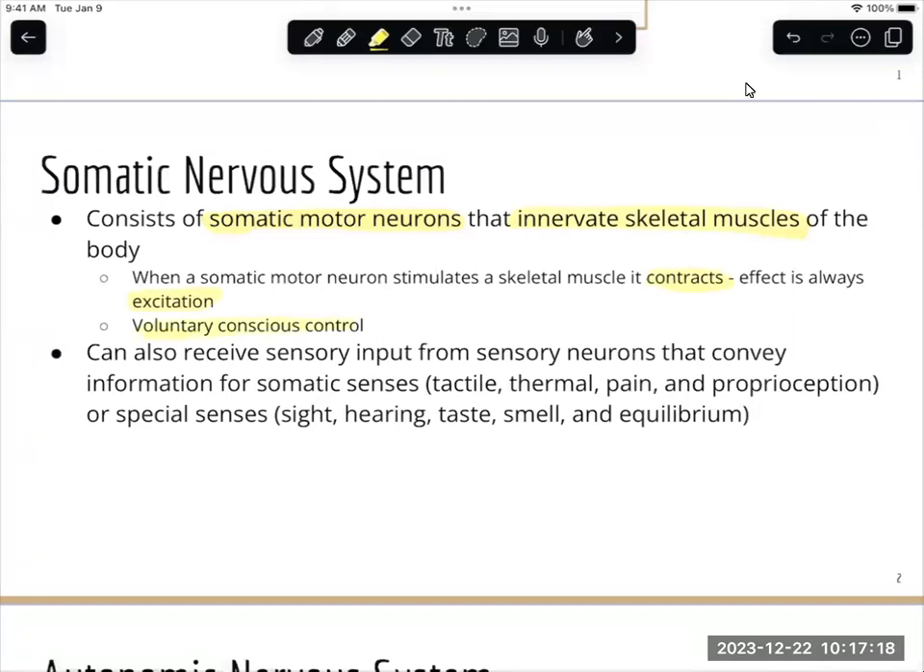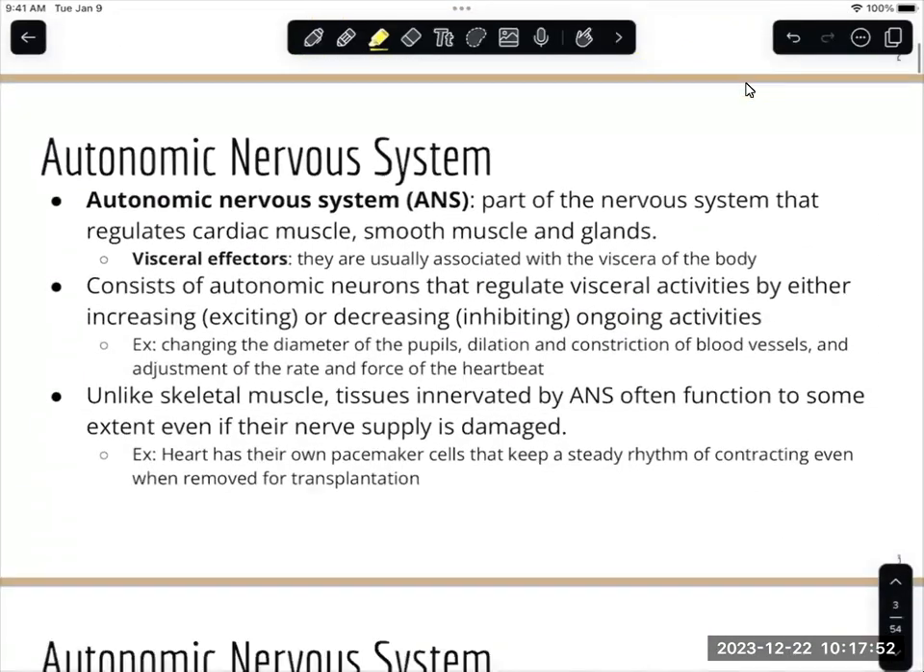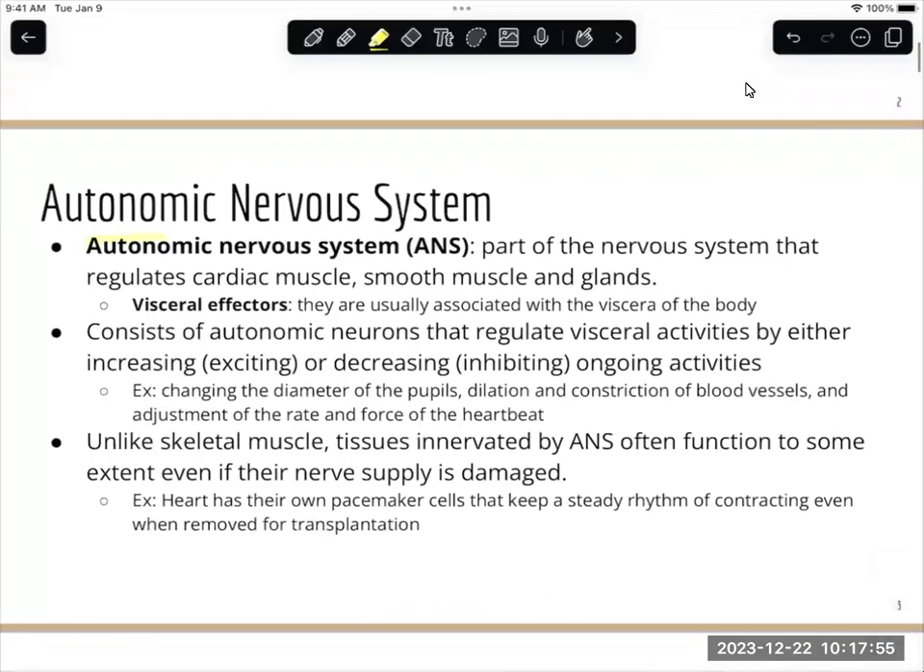That somatic nervous system also receives sensory information. That sensory input, because we need to know what is happening around us. That tactile, thermal, pain, proprioception, or even those special senses like sight, hearing, taste, smell, and equilibrium. This is all information that is coming into that somatic nervous system that may or may not send out a response. So that autonomic nervous system.